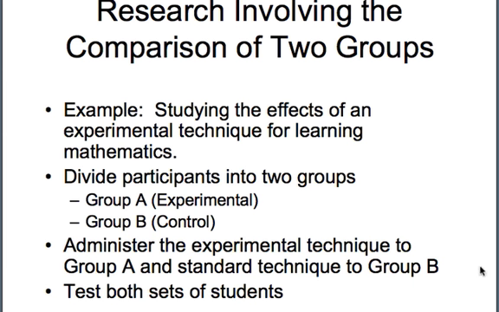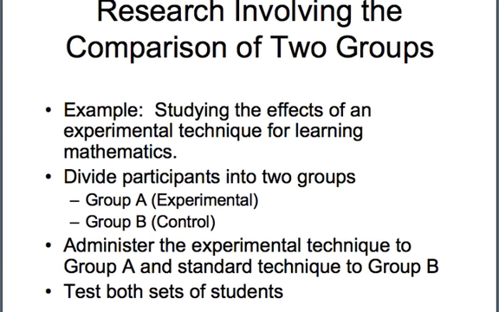So for example, suppose we have an experimental technique for learning math, and we want to determine whether this experimental technique is effective or not. One way to do that would be to divide a large number of participants into two groups. You could divide them randomly, put a bunch in group A and a bunch in group B. We'll administer the new math technique to group A, our experimental group, and in group B we'll administer the regular instructional technique, whatever that happens to be. After we do that, we can then test both sets of students using the same test, and we see which group performed better.